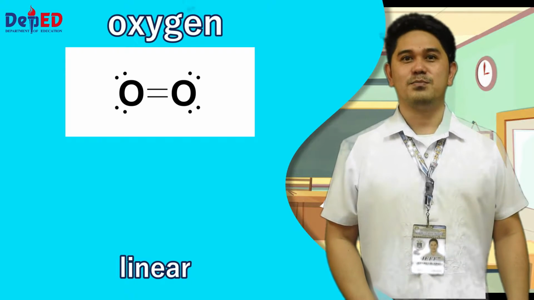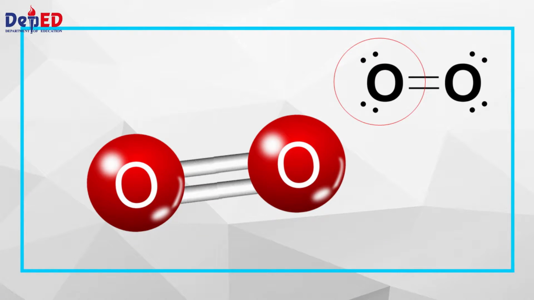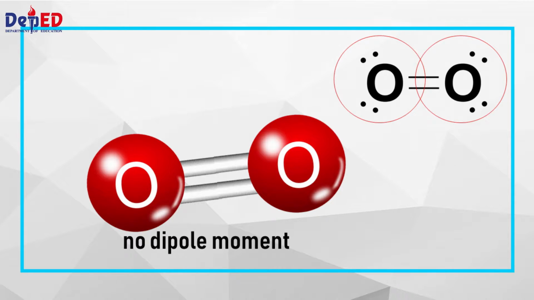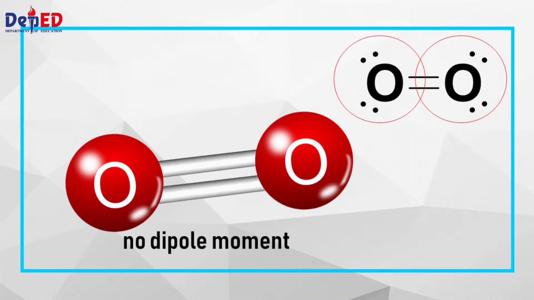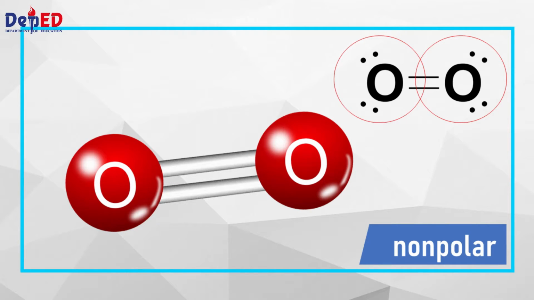Correct. This molecule is linear shaped. Since both are the same type of atom, they pull the electrons equally on either side, canceling out their dipole moment. A balance or symmetry of charges can be observed, and thus, it is a nonpolar molecule.